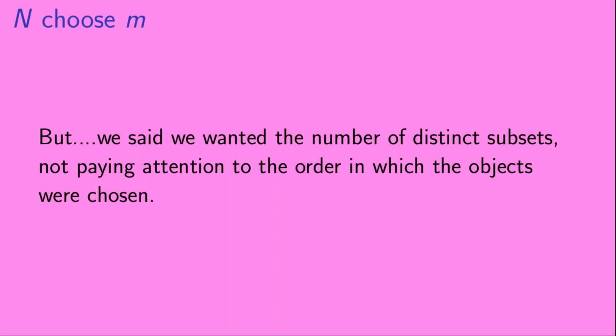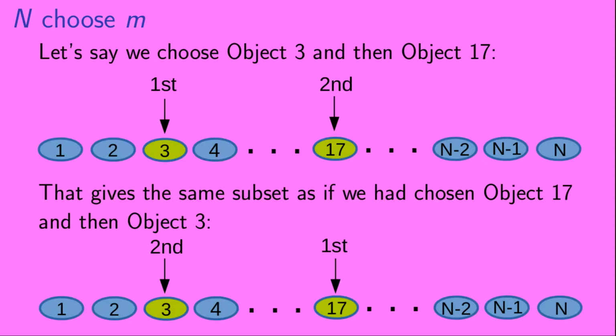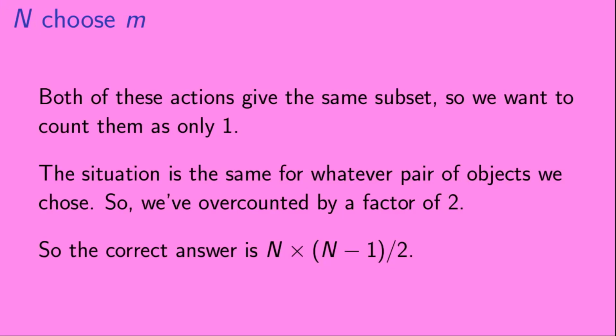But we said that we wanted the number of distinct subsets, not paying attention to the order in which the objects were chosen. So let's say that we choose object 3 and then object 17. This gives the same subset as if we had chosen object 17 and then object 3. So both of these actions give the same subset, so we want to count them as only one. The situation is the same for whatever pair of objects we chose, so we've overcounted by a factor of 2. So the correct answer is n times n-1 divided by 2.